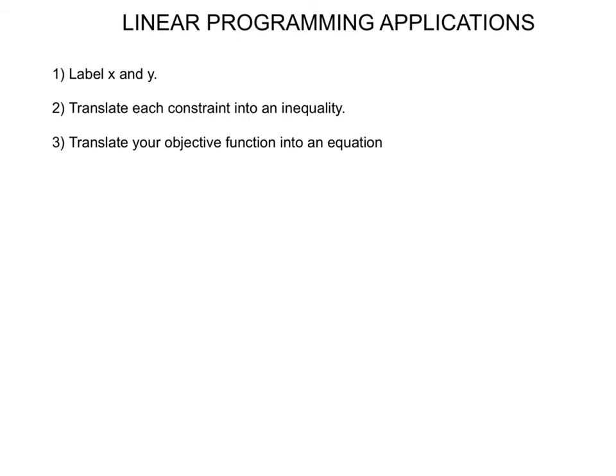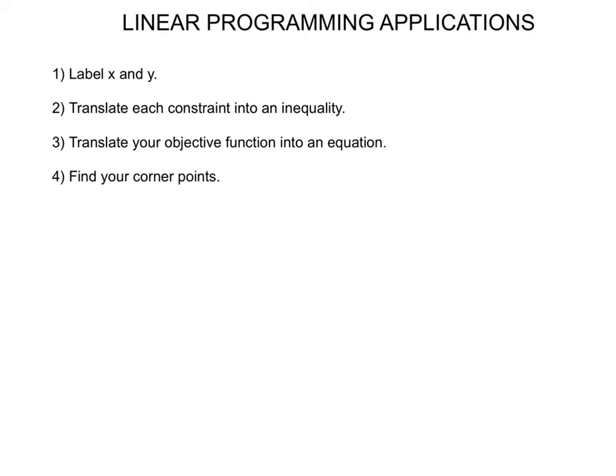Next, you need to figure out what your objective function is and translate it into an equation or into a function. So it's going to look something like f of x is equal to some form of x and y, some linear function of x and y. And it's important also to take note of, is this a problem asking you to maximize the objective function, or is this a problem asking you to minimize your objective function?